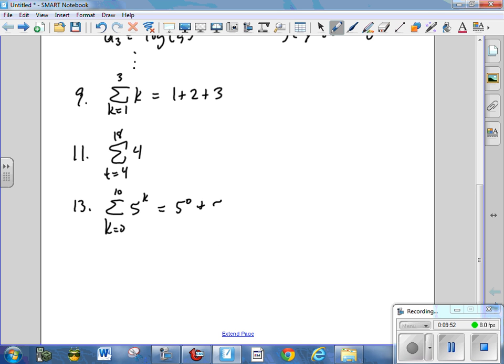And then the next one would be 5 to the first, 5 to the second, all the way up to 5 to the 10th. Now, is that the same thing as the sequence given, 5 plus 10 plus 15 plus 20? No, clearly not, because this is 1 plus 5 plus 25, not the same. So that's not the right answer.